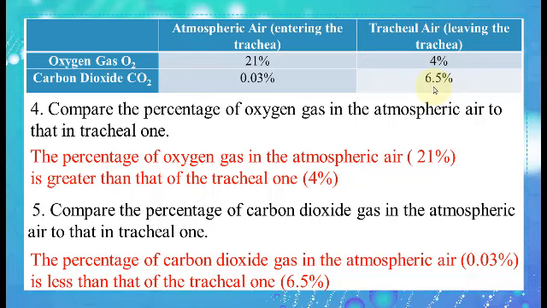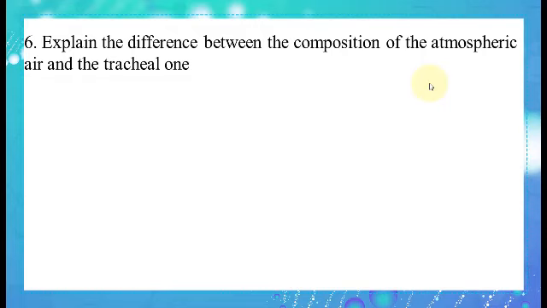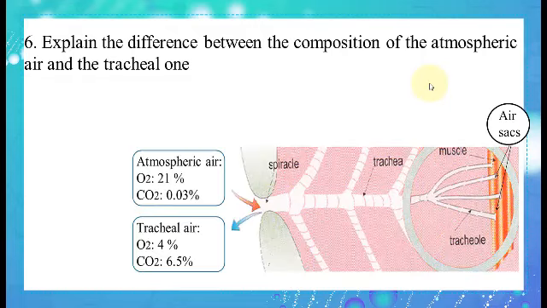6.5%. Then how can we explain this variation? What causes the decrease in percentage of oxygen gas in the air leaving the trachea? What causes the increase in the percentage of carbon dioxide gas in the air that leaves the trachea? Number 6. Explain the difference between the composition of the atmospheric air and the tracheal one.